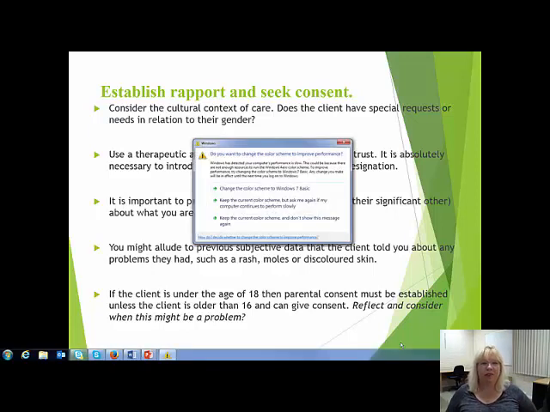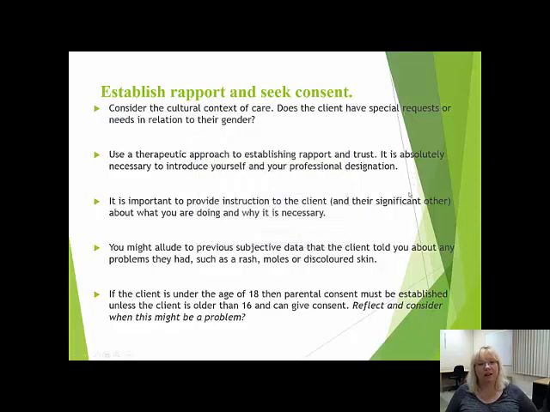And it's also important that you ask them about anything that they might have disclosed to you in the past conversations that you've had. So if they've given you some subjective data about some problems that they've had, or a rash or something like that, you start the conversation with that. It's a really good way to start the rapport and the trust, and use open-ended questioning, and then probe after you've asked the open-ended question.